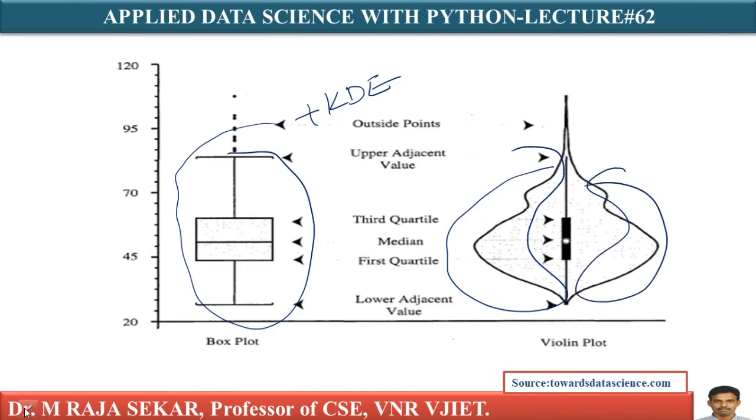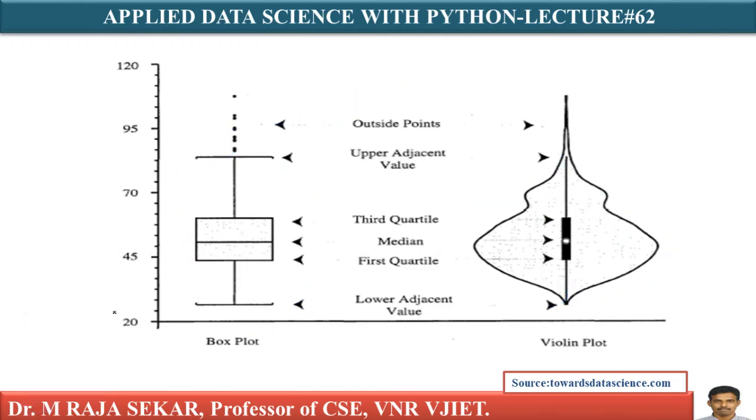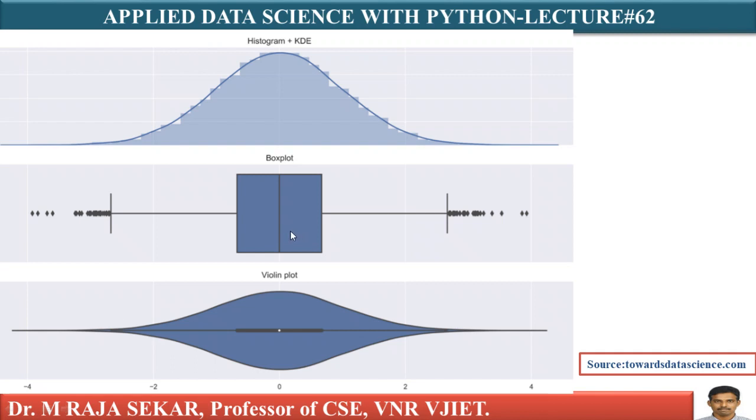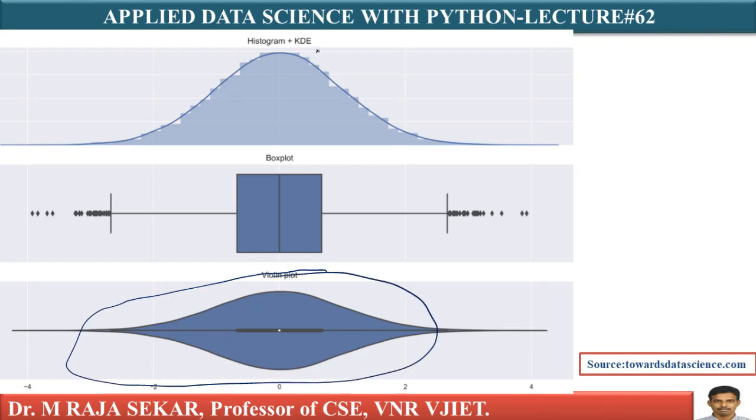This gives the nature of the data. What is the significance of your kernel density estimate? We will try to understand in future classes. As I told you, your violin plot is a combination of KDE, kernel density estimate, and box plot. Just try to understand this diagram. Some of the observations we can make.